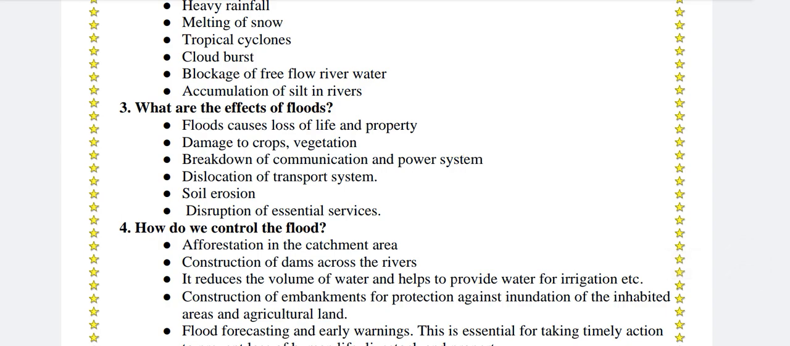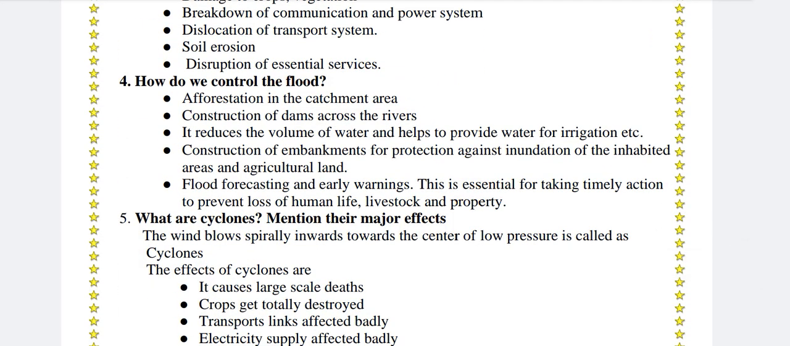What are the effects of floods? Floods cause loss of life and property, damage to crops and vegetation, breakdown of communication and power system, dislocation of transport system, soil erosion, disruption of essential services.